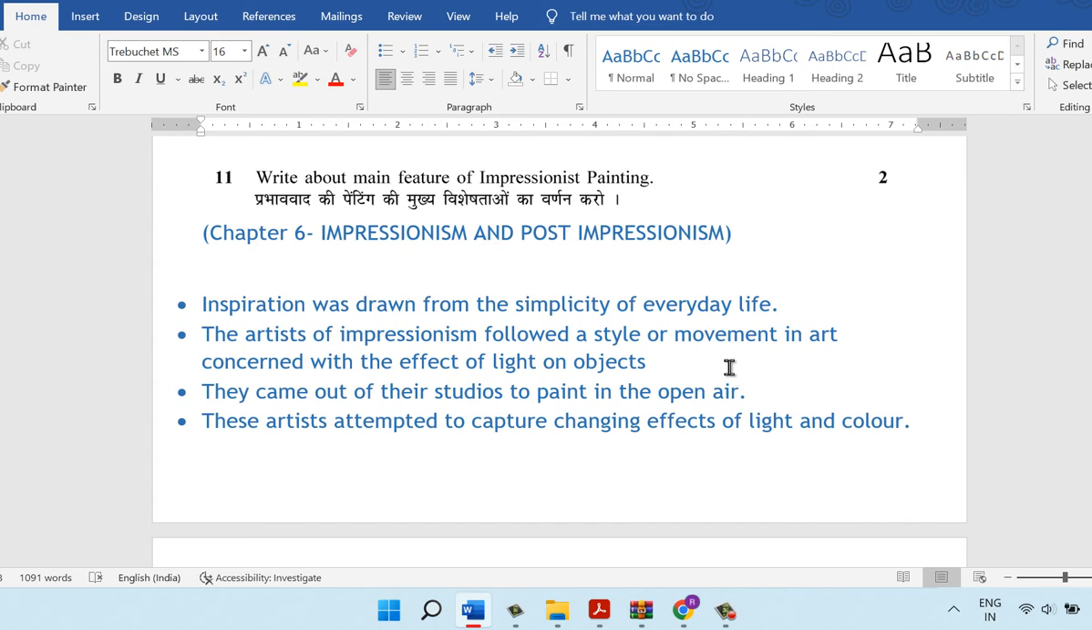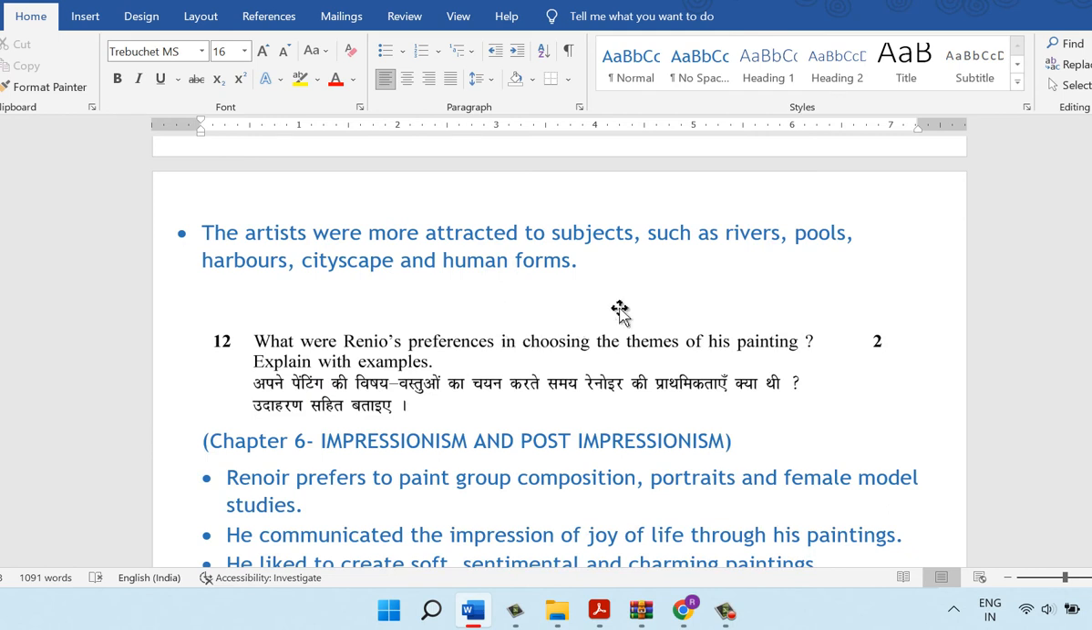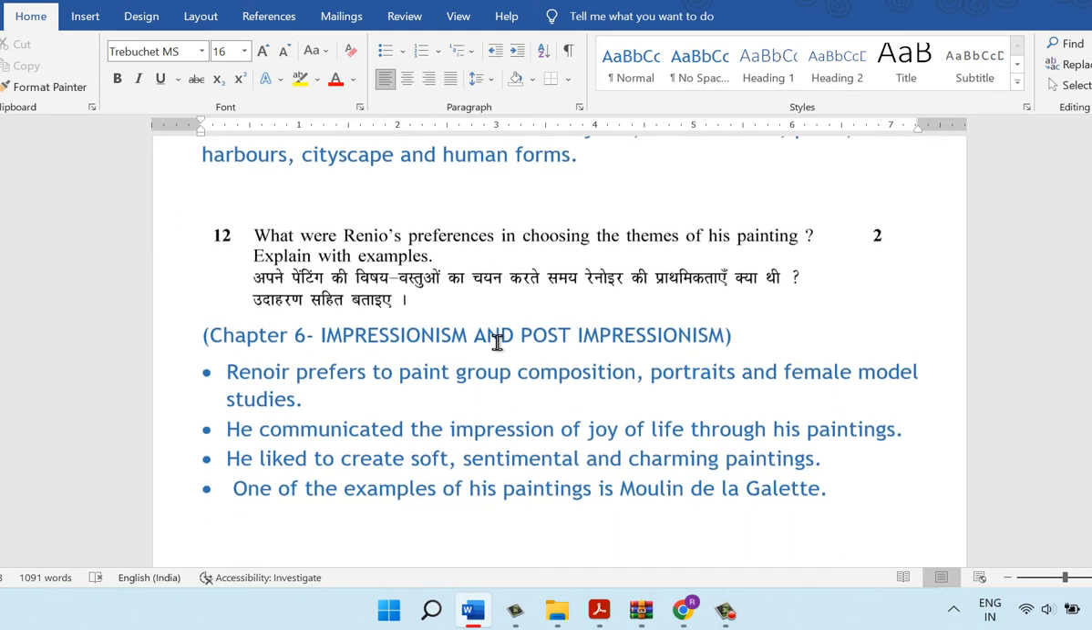The next question. Write about the main feature of Impressionist painting. This is from chapter 6, Impressionism and Post-Impressionism. Impressionism was drawn from the simplicity of everyday life. The artists of Impressionism followed a style or a movement in art that was concerned with the effect of light falling on objects. They came out of their studios to paint in the open air. These artists attempted to capture changing effects of light and color. The artists were attracted to subjects like rivers, pools, harbors, cityscapes, and human forms.